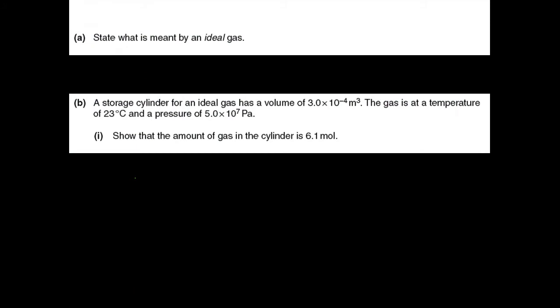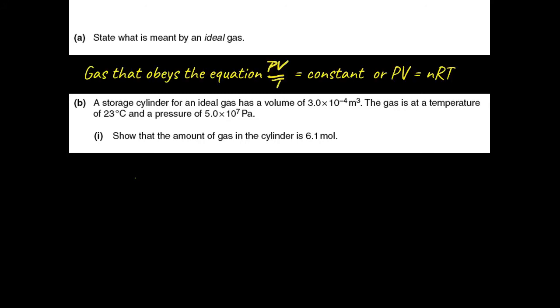State what is meant by an ideal gas. An ideal gas is a gas that obeys the equation pressure times volume divided by temperature equals a constant, or PV equals nRT.